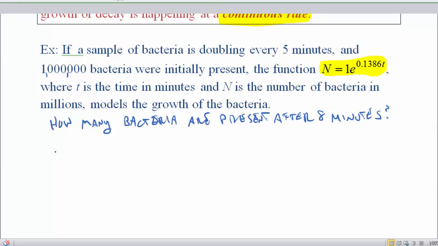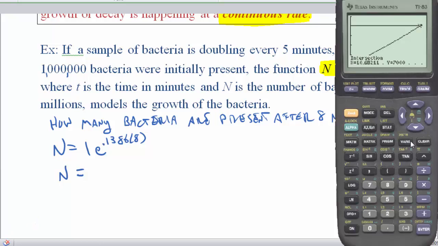Well, all you would do is plug in 8 for t. So you just say n equals 1e to the 0.1386 times 8. Right? And again, these are the ones you're going to have to use the calculator for.